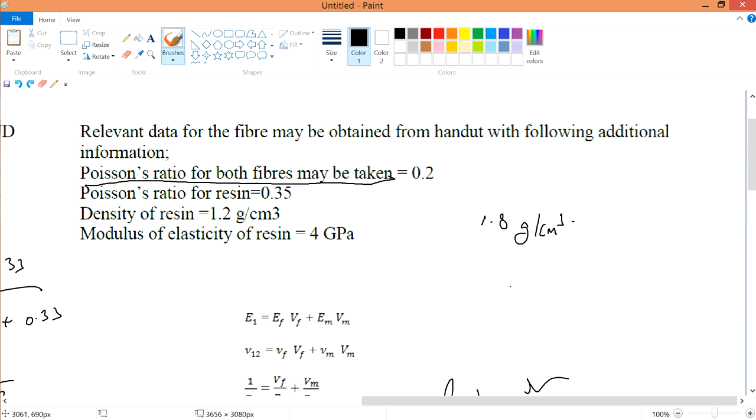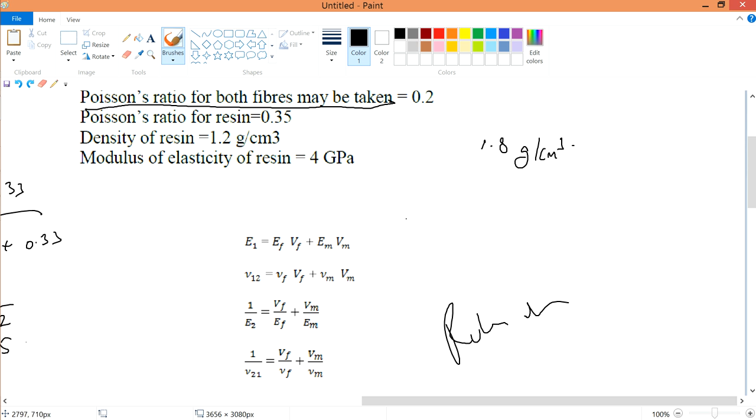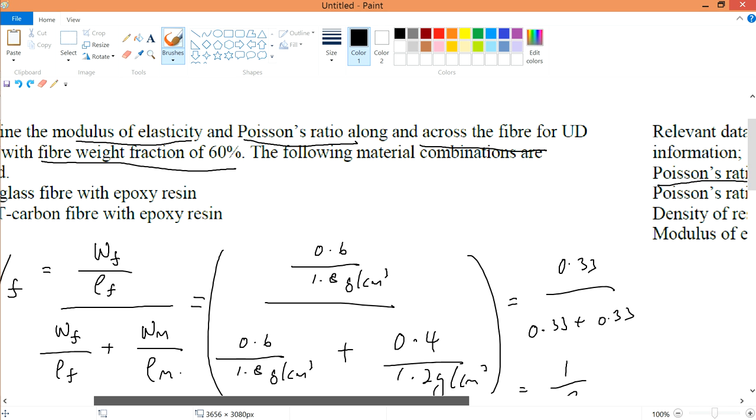Every time you have the rules of mixture, you need to know your volume fraction and your Poisson ratio. These are the two things that you often need to find: the volume fraction of a fiber and matrix, and the Poisson ratio of a fiber and matrix. This is why over here they give you the Poisson ratio of a fiber, resin, density, and modulus of elasticity. And therefore, the first step, what should you do?